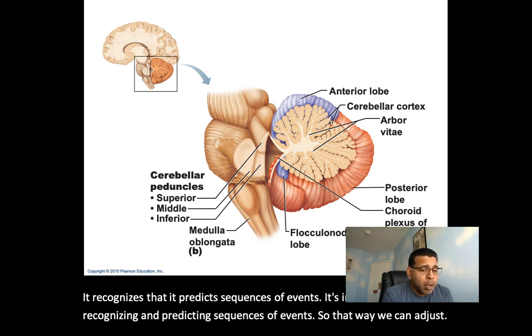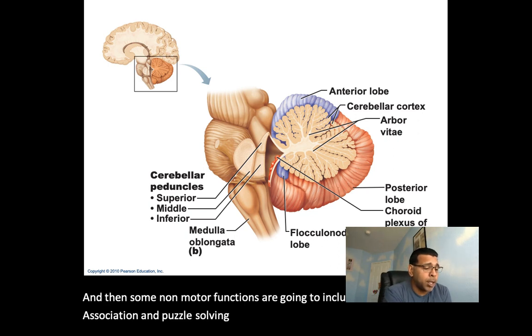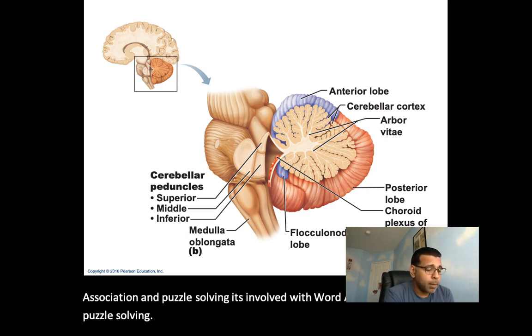And then some non-motor functions. Non-motor functions are going to include, as we'll see, word association and puzzle solving. And then you've got the term ipsilateralization there as well. We've talked contralateralization. So ipsilateralization, basically, is talking about functions being same-sided.